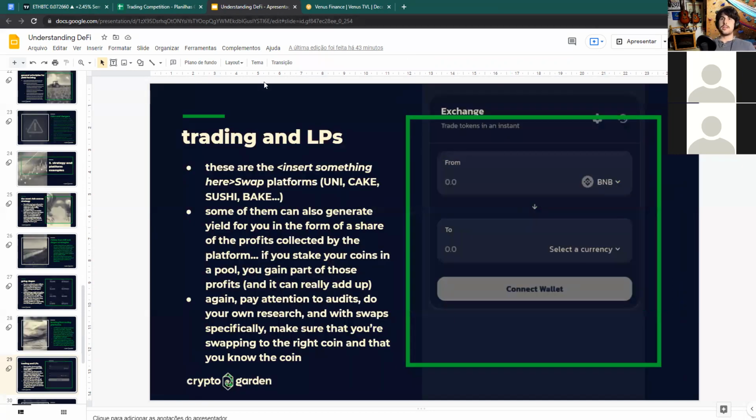Okay. So trading in LPs, you probably know those, those insert something here swap. So Uniswap, Pancake Swap, Sushi Swap, Bakery Swap, Ape Swap, and Buy Swap. There are many, and in some of them, as I said right at the very beginning, you can also generate some sort of passive income in the form of the share of a profit they collect on the platform. So if you stake the coins in a pool, you gain part of the profits that the platform pays. So it can really add up.